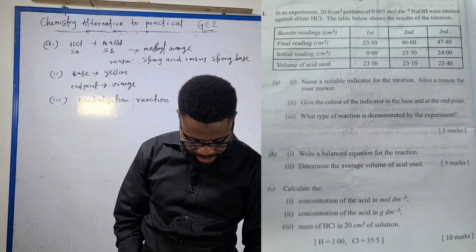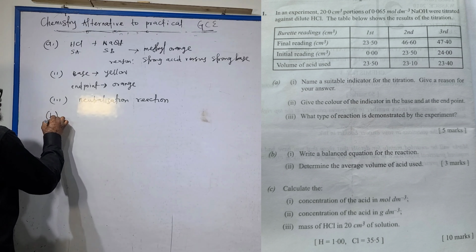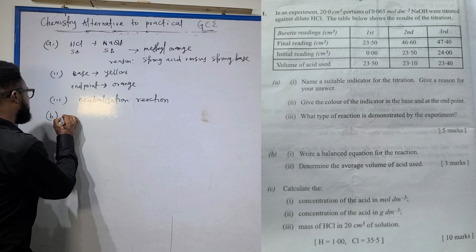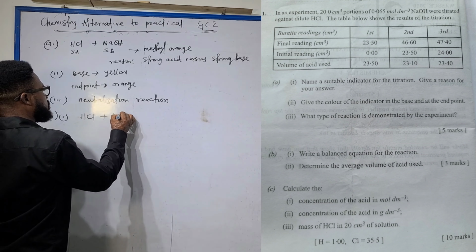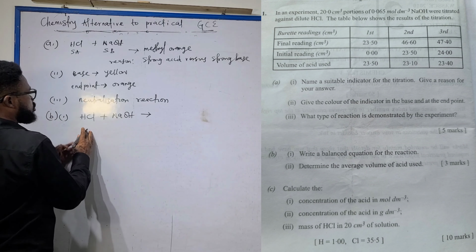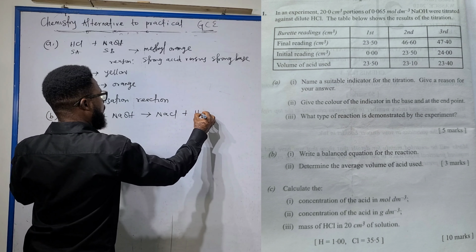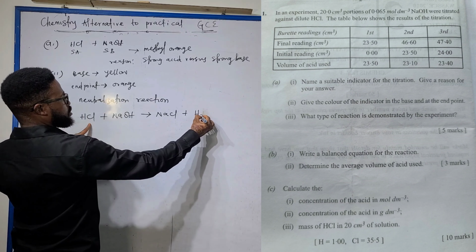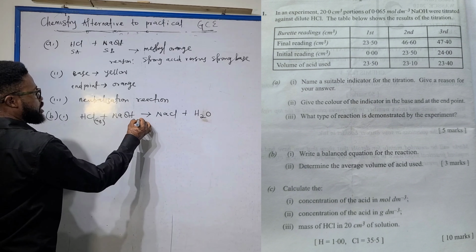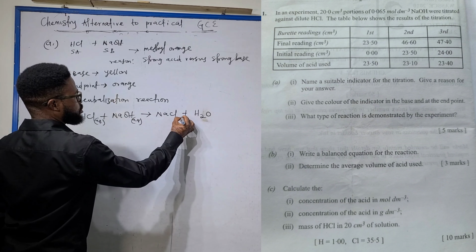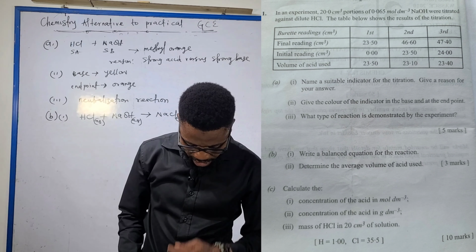Write a balanced equation for the reaction. Okay, this is question B1. The equation for the reaction is HCl plus sodium hydroxide. For us to balance the sodium with chlorine, and hydrogen with the hydroxyl, that gives us H2O. This is aqueous, this is aqueous, this is aqueous, and this is liquid. Of course, that ends that. We've been able to write the balanced equation.